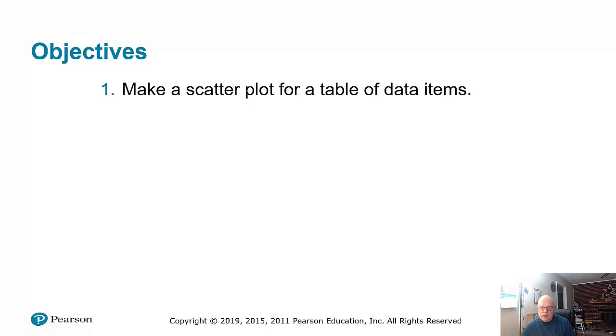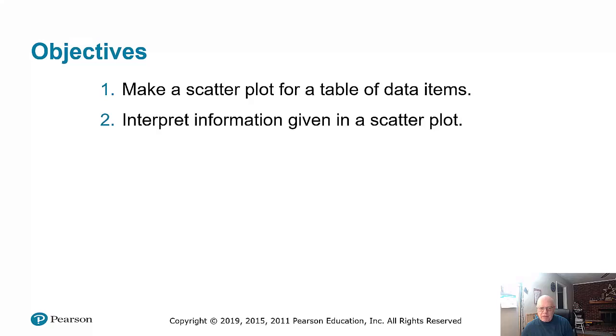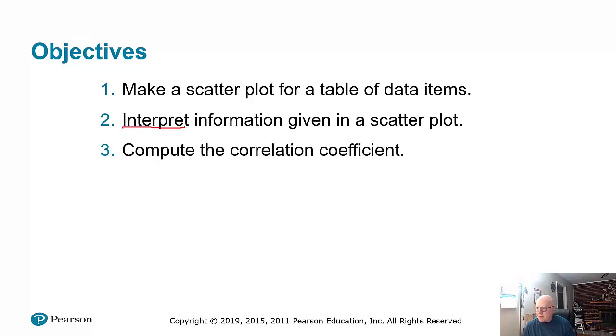First of all, we're going to make a scatter plot for a table of data items. And if you haven't done that before, most of you probably haven't, I don't do it that much either, but it's easy, but it does have several steps. Just follow them. Next, you want to also be able to interpret what you see there. That's where it really gets interesting and useful.